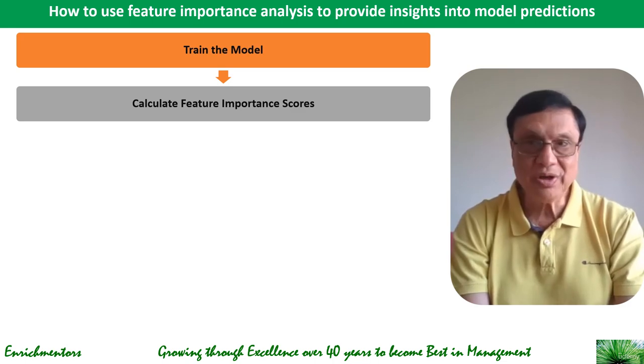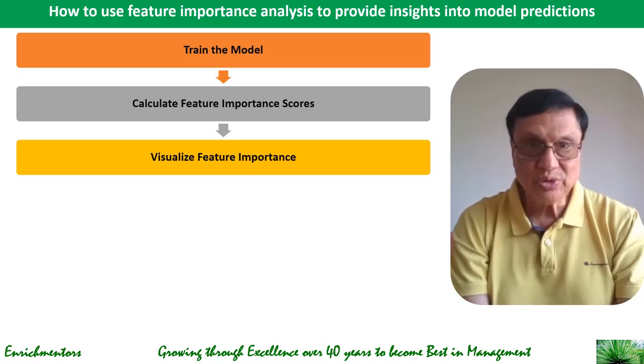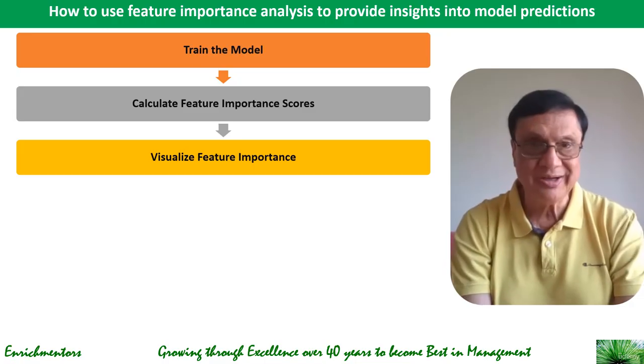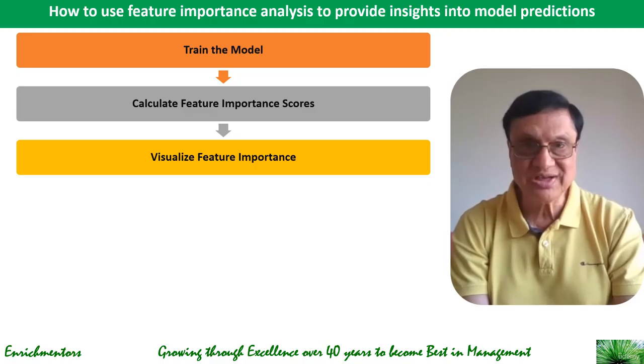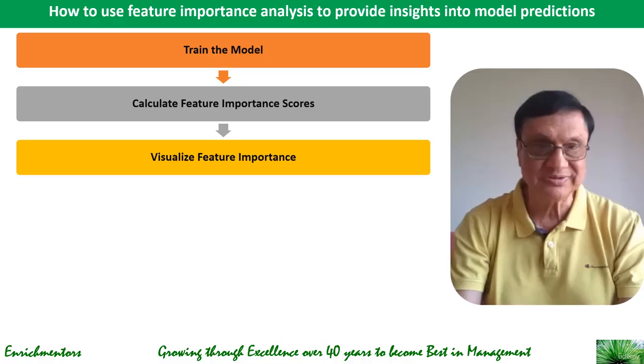Having calculated the importance of the features, then you need to visualize the feature importance so you can gain insights. Common visualization techniques include plotting feature importance scores using bar charts to easily compare the importance of different features. Visualizing can also be done using heat maps that can help identify patterns and correlation among features. Then scatter plots can also be used to visualize the relationship between feature importance and other metrics such as feature values or target variable values. So these are some of the ways you can visualize the feature importance.